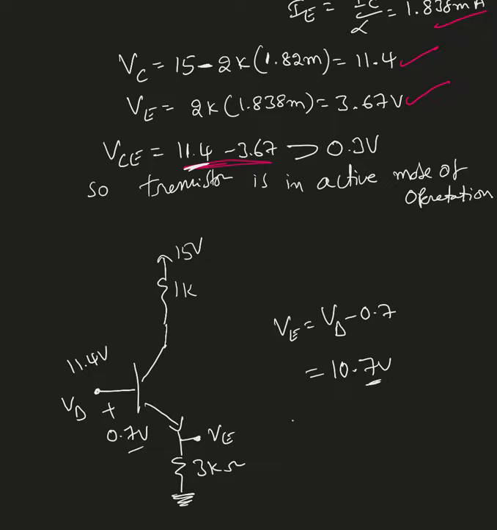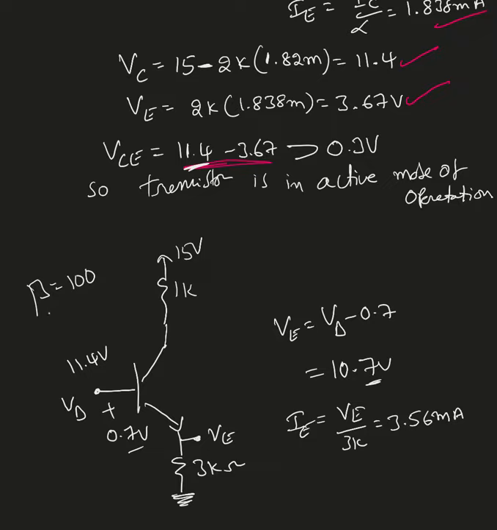Once I know VE, I can find IE. IE equals VE over 3K, so I found this current as 3.56 milliamperes. Once I know IE, for the beta value here also, I'm going to take that as 100. Most probably the author needs to give you that value. Since he didn't give us, I'm taking that value as 100. That value is in between 50 and 200.